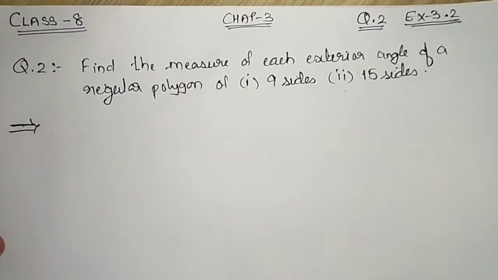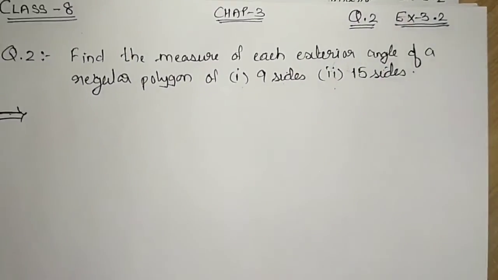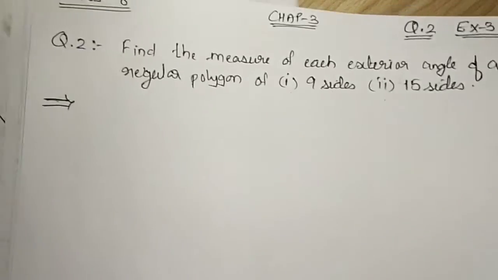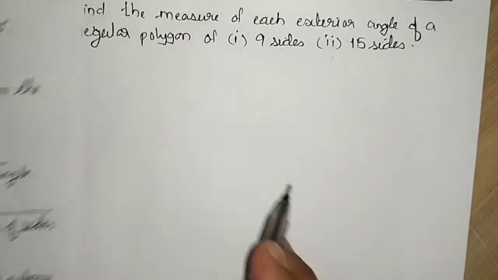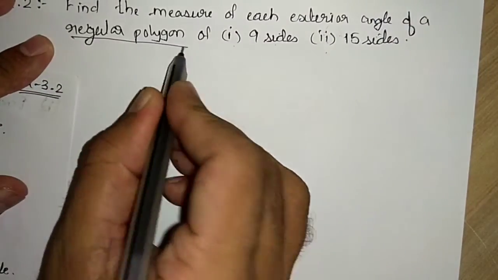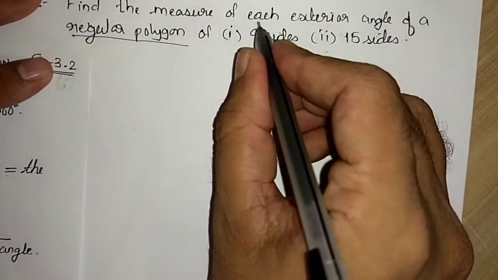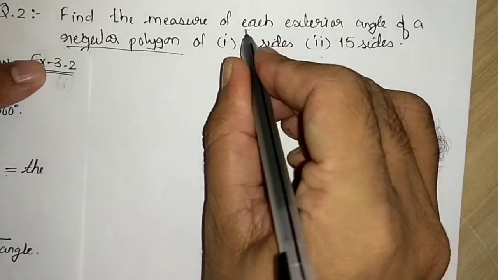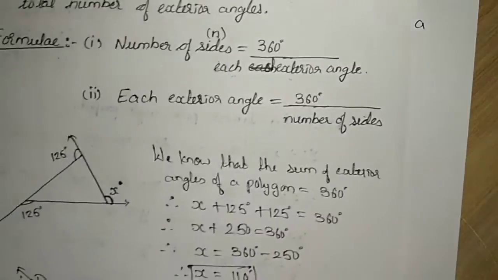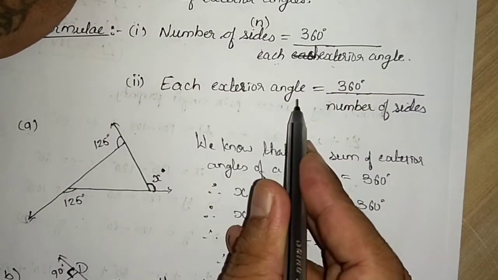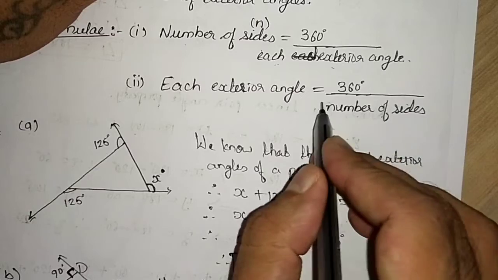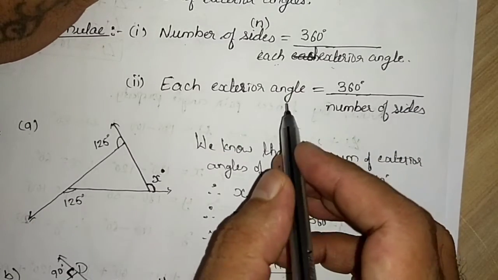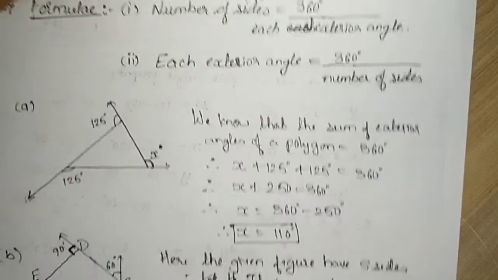In previous lecture I have discussed with you, whenever it is given regular polygon, here also it is given regular polygon, and if they ask you to find the measure of each exterior angle, then there is one formula for it. Each exterior angle is equal to 360 divided by number of sides. Here we have been given number of sides already.